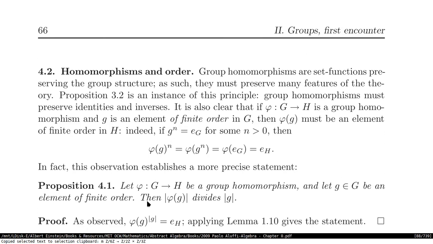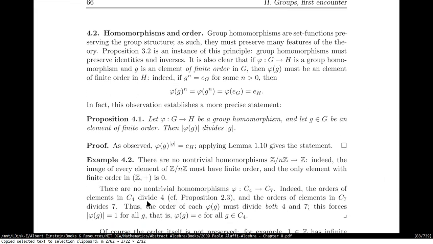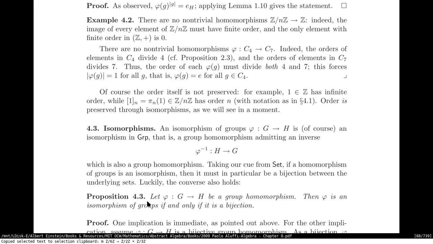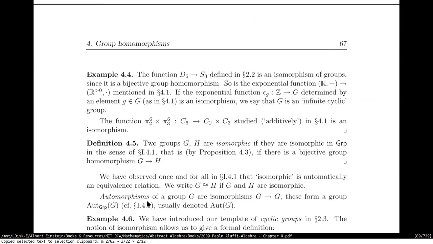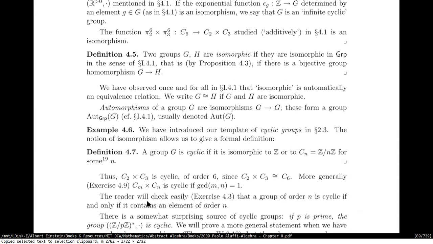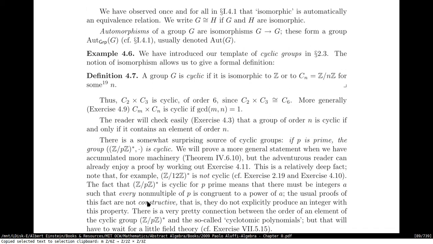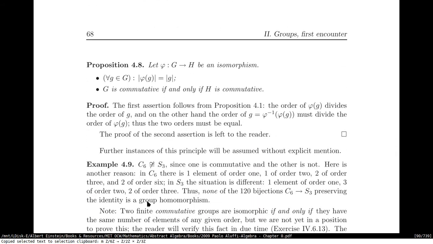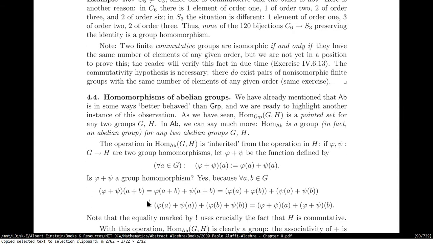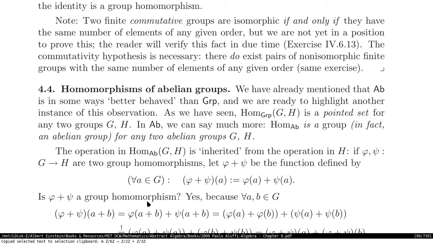Okay, so homomorphism and order. This is something we've already seen, so I don't really want to repeat this. Let's see if we have anything else. A group G is cyclic if it is isomorphic to Z or to Cn. Homomorphism of abelian groups. We didn't see anything on abelian groups, so let's see.